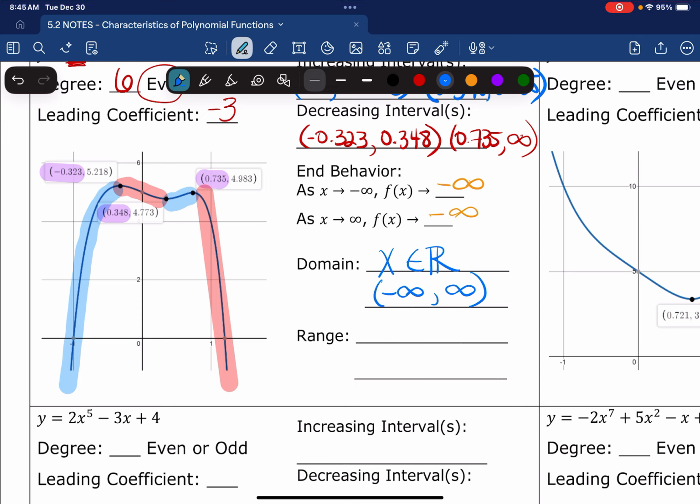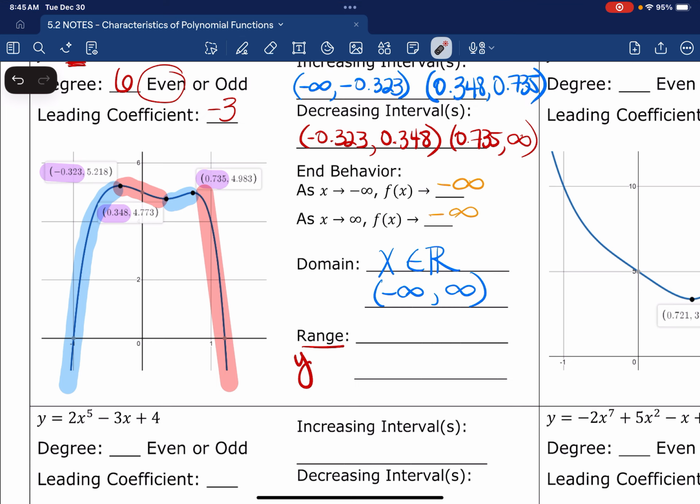Now, our range value. Let's talk about range values. Remember, range has to do with y values. I can tell that my very lowest y value is going to be negative infinity. But what's the very highest y value? Well, I can see that this point right here is just higher than this one over on the right. So this point right here has the highest y value.